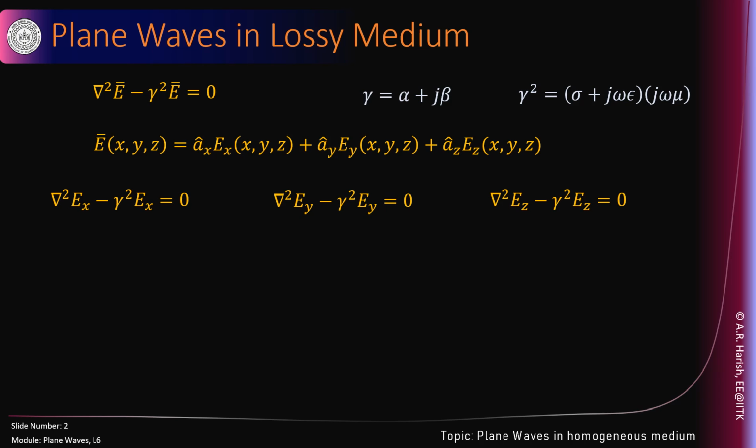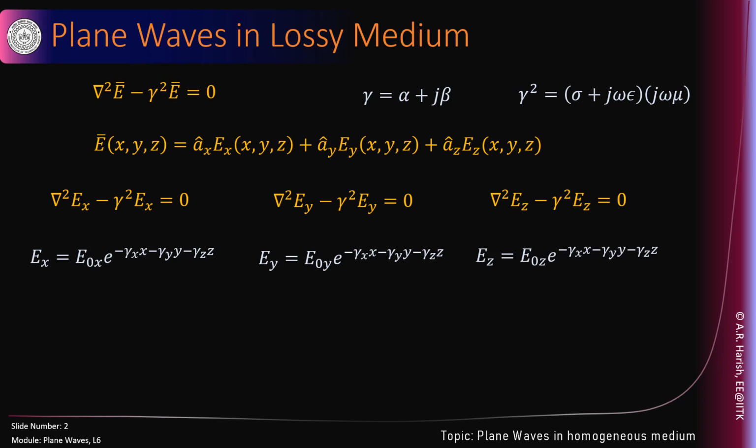The differential equation, for example, if you take that first equation, del square E_x minus gamma square E_x equal to 0, one possible solution is E_x equal to E_0x e to the power of minus gamma_x x minus gamma_y y minus gamma_z z, where E_0x is a constant quantity. It is a scalar, but it is constant. It's not very difficult. If you can visualize this straight away, del square can be written as del 2 by del x square plus del 2 by del y square plus del 2 by del z square.